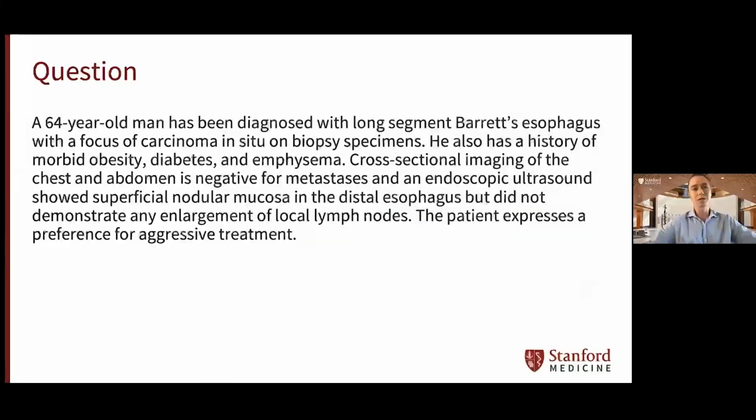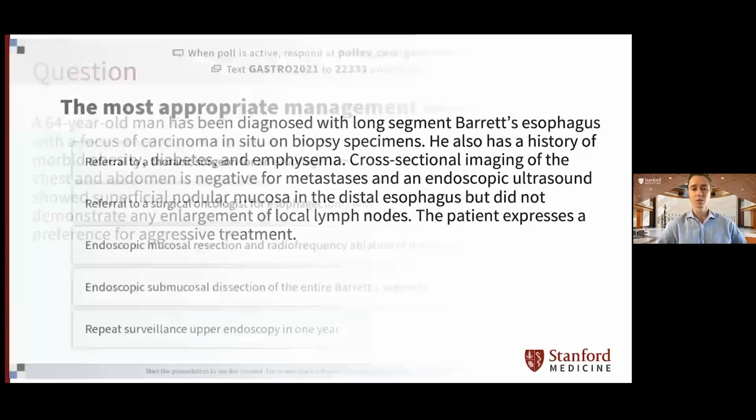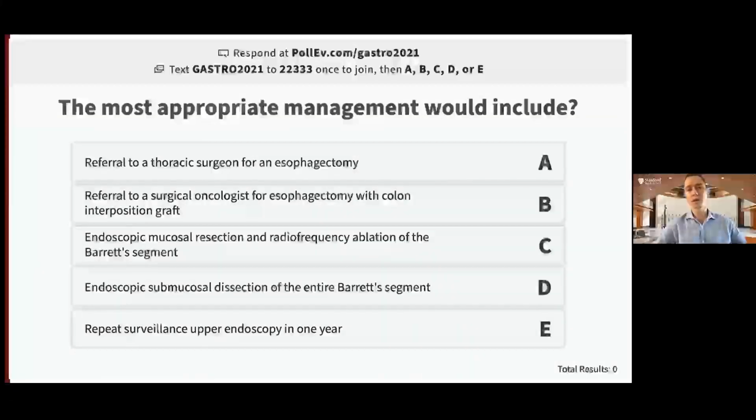So for our first question tonight, we have a case of a 64-year-old man who has been diagnosed with long segment Barrett's esophagus with a focus of carcinoma in situ on biopsy specimens. He also has a history of morbid obesity, diabetes, and emphysema. Cross-sectional imaging of the chest and abdomen is negative for metastasis, and endoscopic ultrasound showed superficial nodular mucosa in the distal esophagus, but did not demonstrate any enlargement of local lymph nodes. The patient expresses a preference for aggressive treatment. So the question in this stem is, what is the most appropriate management for this patient?